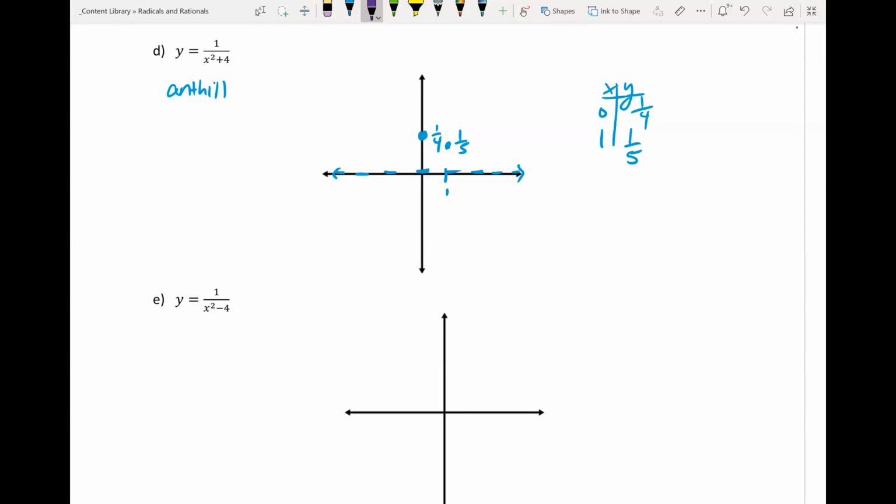Then we're going to draw the same shape as what you see on page 4. That looks something like this, where you're approaching your asymptote. So here we have no VA, but our HA is y equals 0.